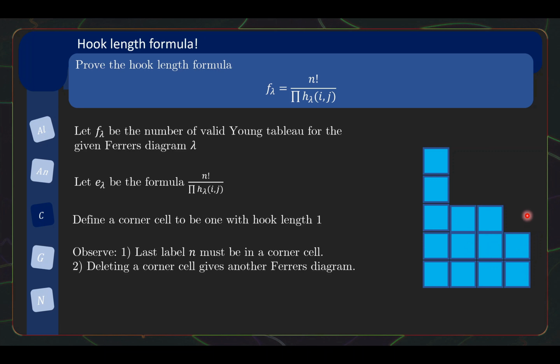These two observations combined tell us that we can write f lambda recursively in terms of the f's of smaller Ferris diagrams, namely f lambda equals the sum of f mu, where mu is the Ferris diagram we obtain by deleting a corner cell C. So the different mu's are basically a breakdown of the different cases where the last cell you place is either this corner cell, that corner cell, or the other corner cell. Hopefully this recursion formula is clear.